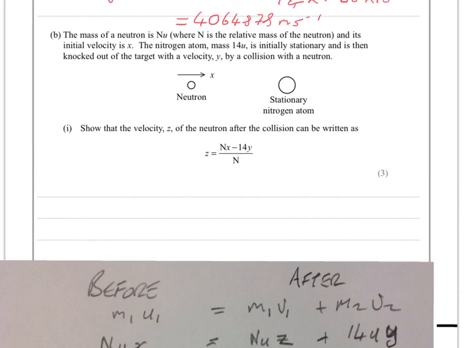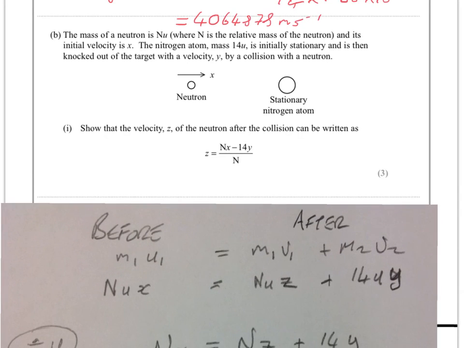So we're told all the properties. The first one's mass of the neutron coming in is n times u, and its velocity is x. So this is its momentum. It still has the same mass after, but it has a new velocity z after the collision, and the mass of the nitrogen atom is 14 u, and its velocity is y. So momentum coming in, momentum of the neutron going out, momentum of the nitrogen atom going out.